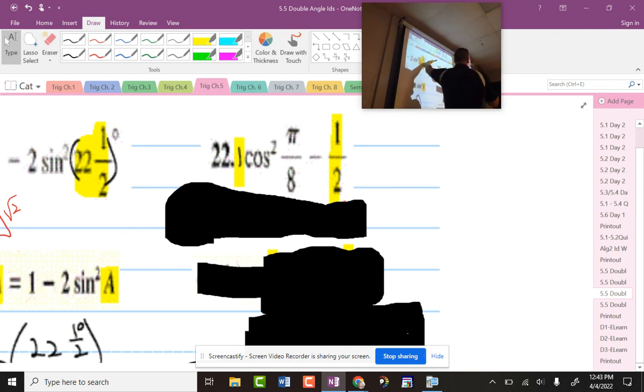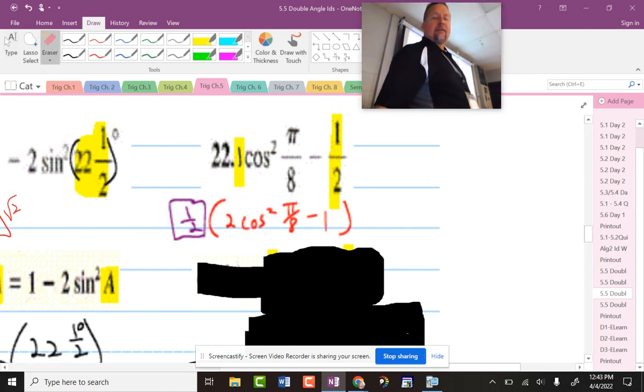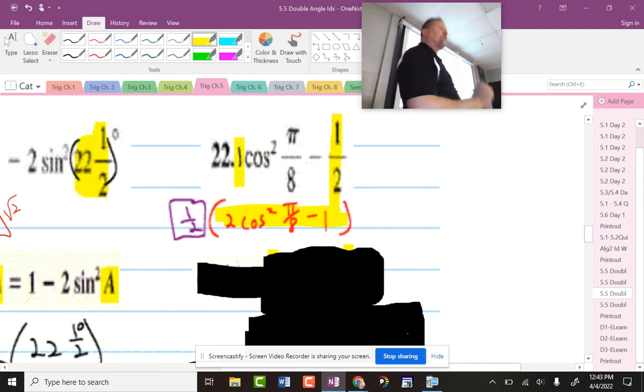So if I factor out a half, what does this 1 become? 2! And then when I factor out a half, what does that become? 1. And then what does this emulate? Which formula is that on your sheet?